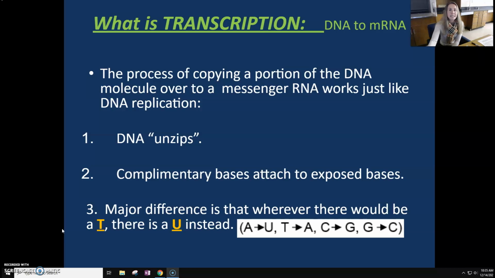The first step is DNA is unzipped by helicase. Remember, DNA is a double helix, and it is stuck within the nucleus. So once the bases are exposed, the complementary bases will attach to the exposed bases on DNA. The major difference between DNA replication and transcription is wherever we would see a thymine, we are now going to transcribe a uracil. So adenine will pair with uracil during protein synthesis, or the process of transcription.